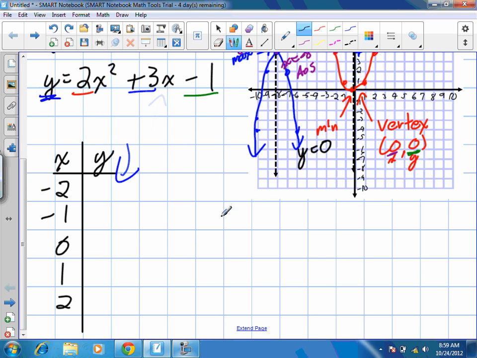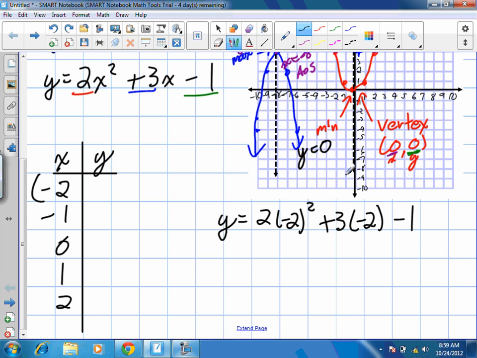Y equals 2x² + 3x - 1, and our first value is -2. So 2 times -2 squared plus 3 times -2 minus 1. If you notice, I've taken the -2 and I've replaced the x values with -2 to solve what y is going to be at that point. -2 squared is what? 4, times 2 is 8. Then -2 times 3 is -6. And minus 1. What are we going to get here? 1. Good. So our y value, or our coordinate, is (-2, 1).